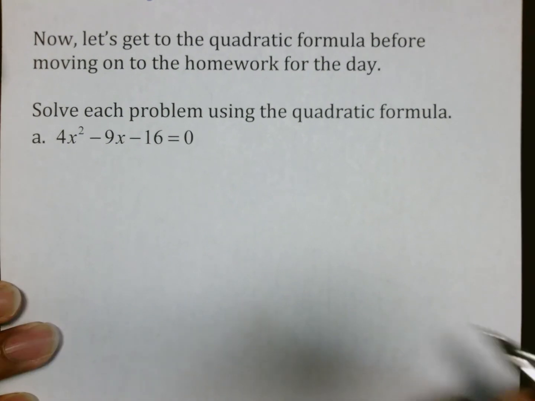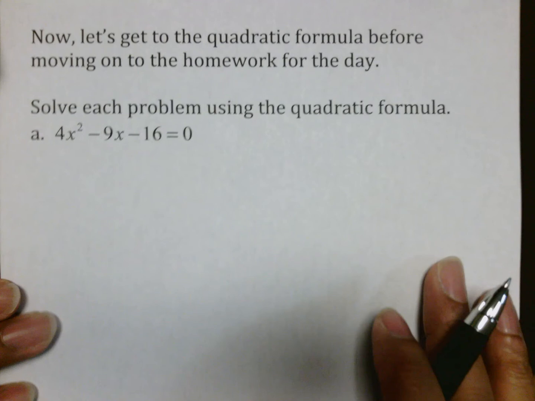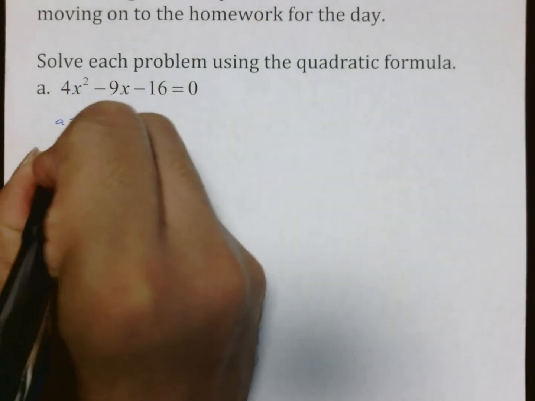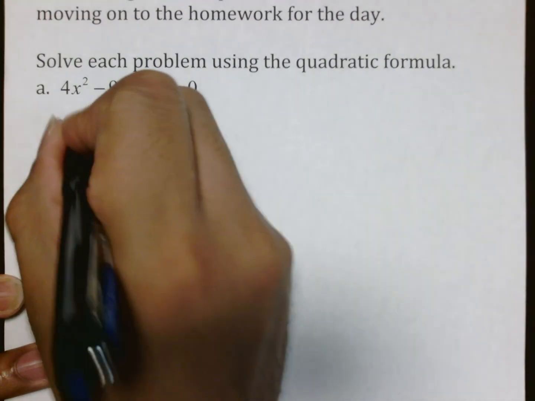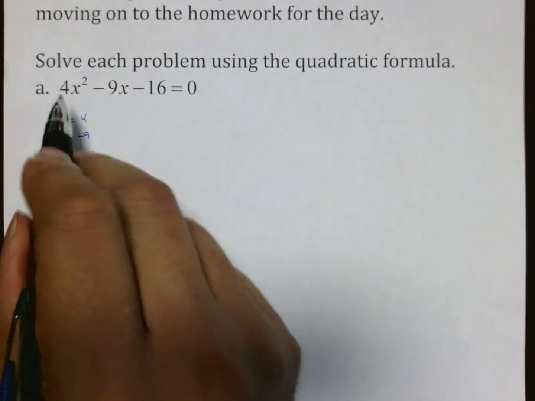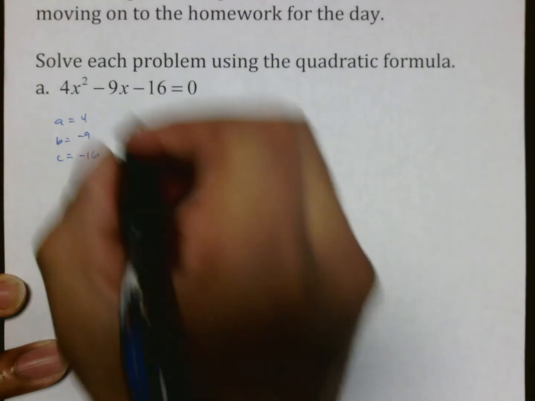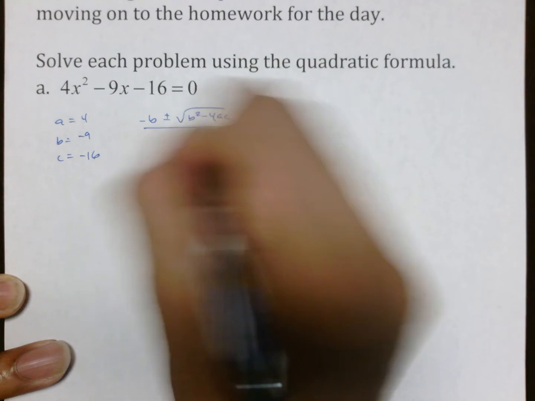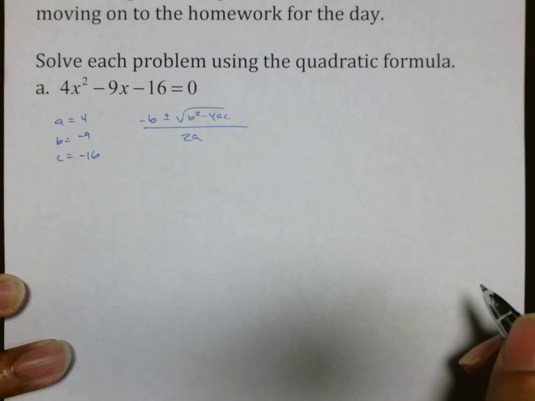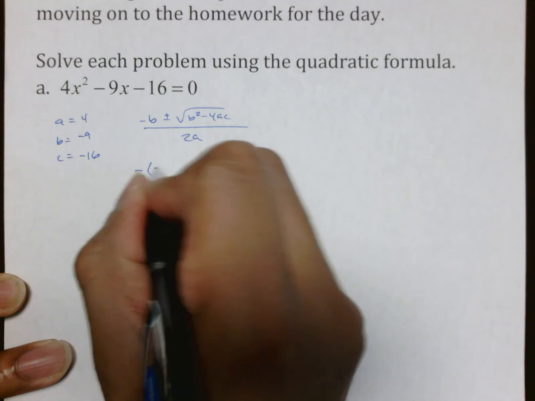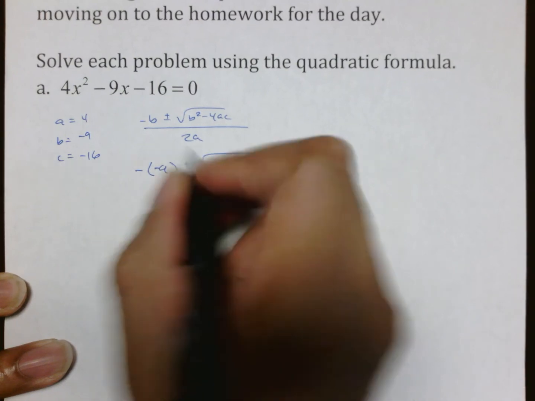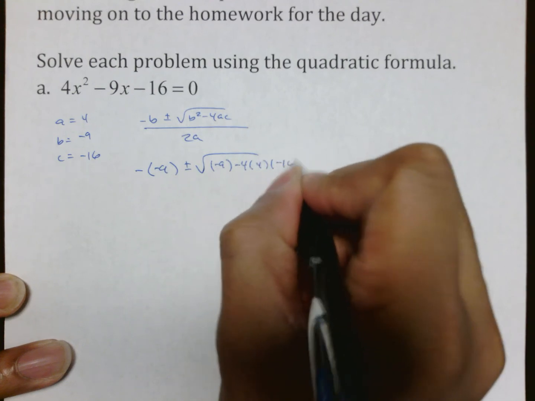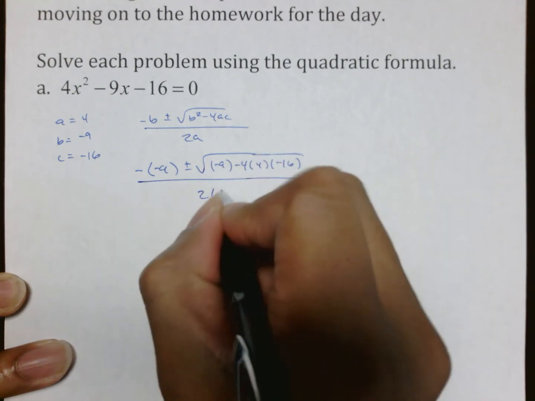Typically the way I do it, again, if you've got your own system, stay with it because you found a way to get your answers, which is great. But what I usually do is I identify my A, B, and C off to the side so I don't have to look for them. A is 4, B is negative 9, C is negative 16 based off of your A, B, and C here. I then write the formula, so negative B plus or minus square root of B squared minus 4AC all over 2A. I then substitute using parentheses, so negative parentheses negative 9 plus or minus square root of parentheses negative 9 squared minus 4 parentheses 4 parentheses negative 16 all over 2 parentheses 4.